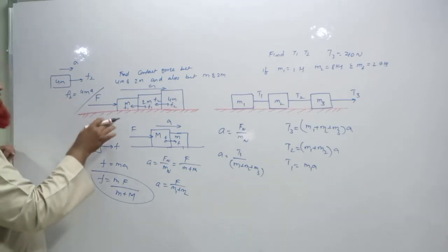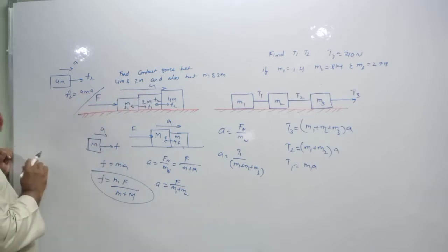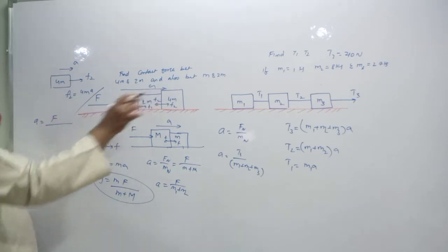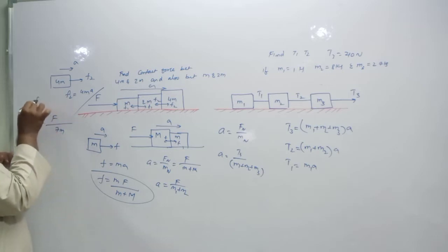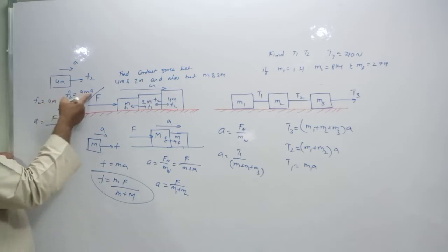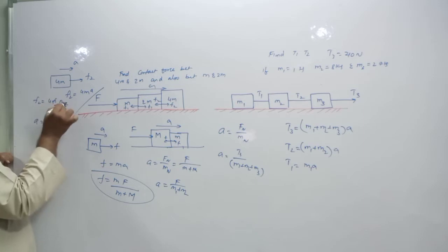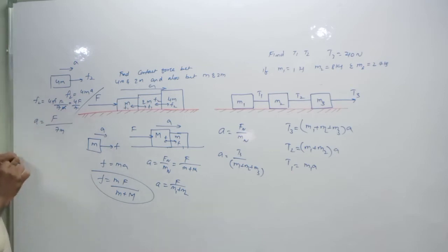For that you have to find out first of all what is acceleration. How will you find out acceleration in this case? Acceleration is equal to net force F and net mass 7m. Then what is f2? 4m into a. A means F by 7m. So what is your answer? 4F by 7.